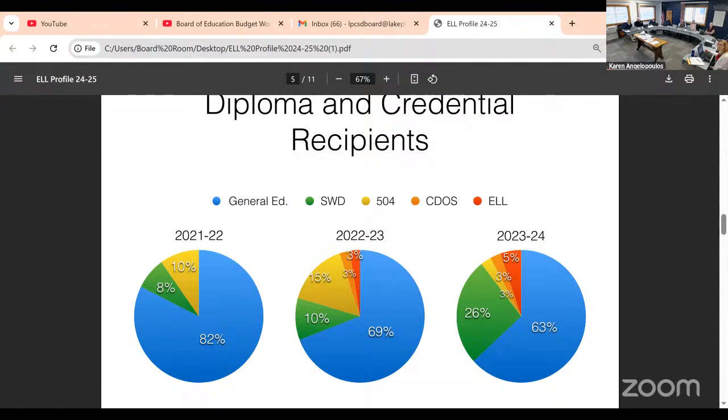So for our students that are learning English on top of taking Regents exams, it can be difficult at times for them, right? But they're working really hard to make all those requirements happen. There are some testing accommodations that English language learners can have, but it's very specific what those accommodations are. But we are watching them meet with success. You can see 5% of our graduating class last year was made up of English language students.